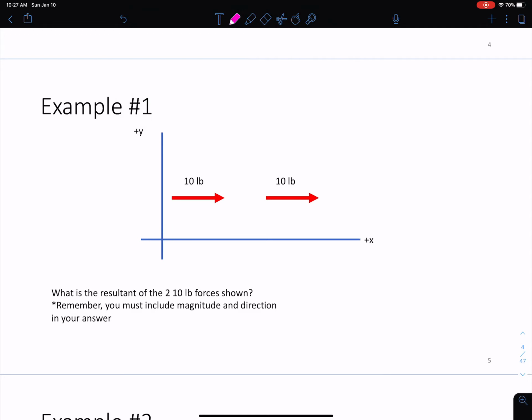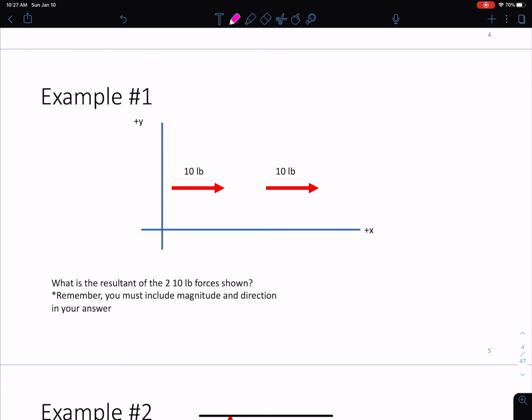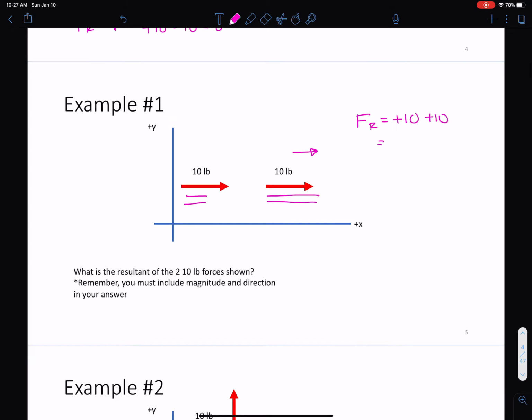So what we're gonna do, I already have the positive x and positive y set up for you here. Let's call this force resultant equals this first one here. It doesn't matter which one goes first. This first one is going to be a positive 10 because it's being pushed in the right direction. So positive 10, and then I have another positive 10. My answer is positive 20.